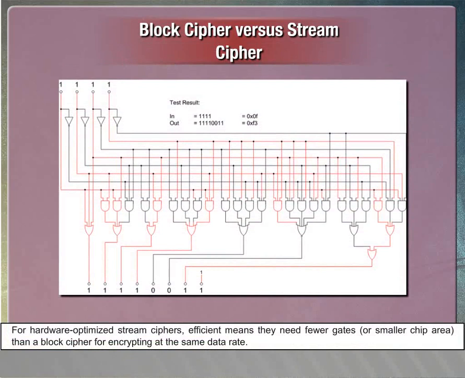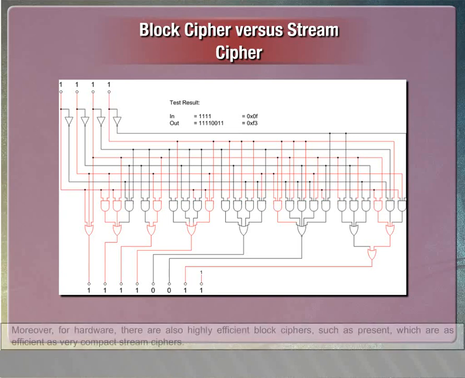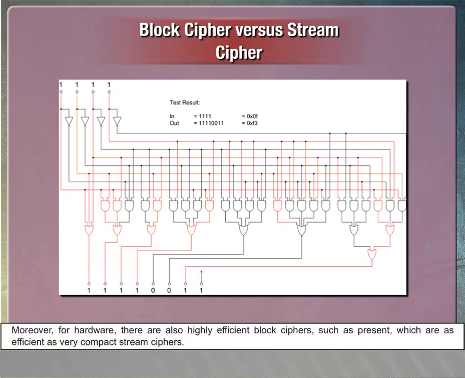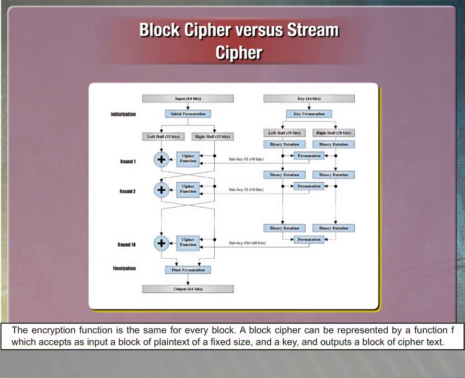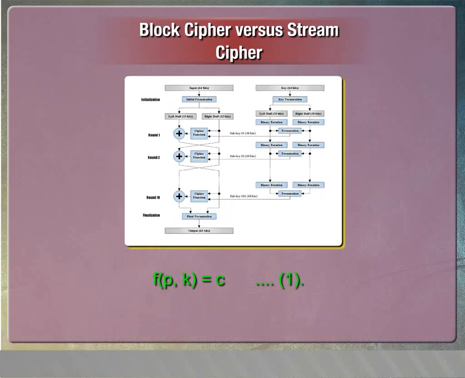For hardware-optimized stream ciphers, efficient means they need fewer gates or smaller chip area than a block cipher for encrypting at the same data rate. However, modern block ciphers such as AES are also very efficient in software. The encryption function is the same for every block. A block cipher can be represented by a function f, which accepts as input a block of plaintext of a fixed size and a key, and outputs a block of ciphertext. f of p, k is equal to c, equation 1.